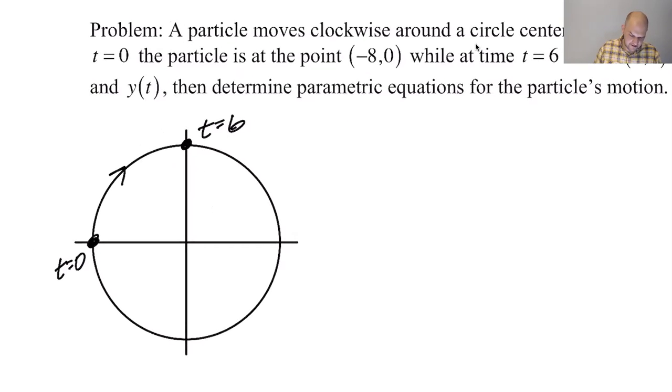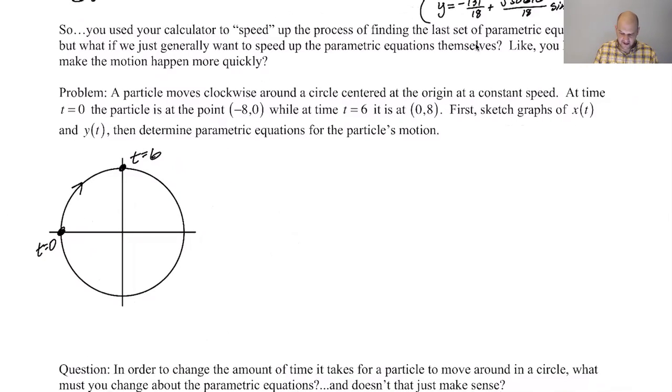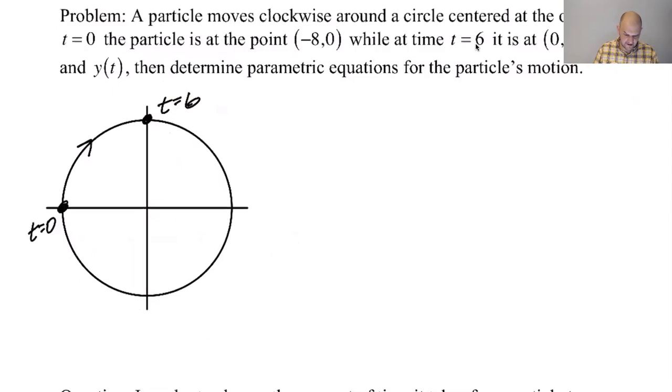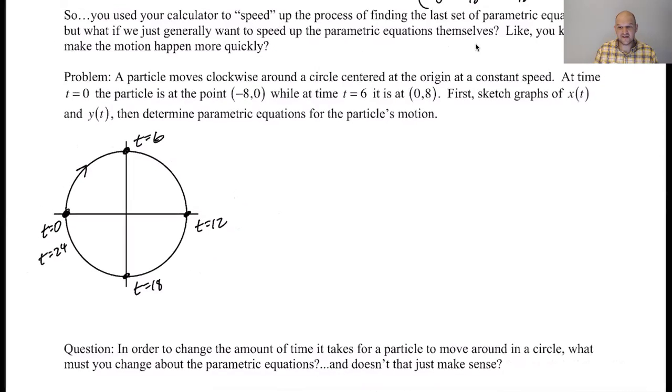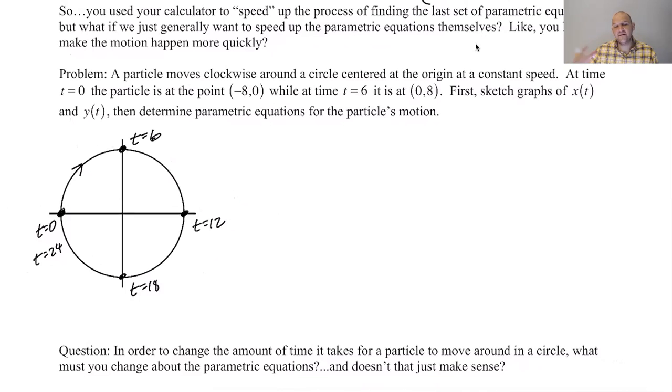And so let's say we must be going this way if that's what has happened. Then if we're going at constant speed, we'll get here at 12. We'll get here at 18. And then we'll get back to the start at t equals 24. So it's going to take us 24 to get all the way around. That's going to be relevant to the equations that we write. Now let's focus in. So this is -8. It's going to be 8, 8, and -8.